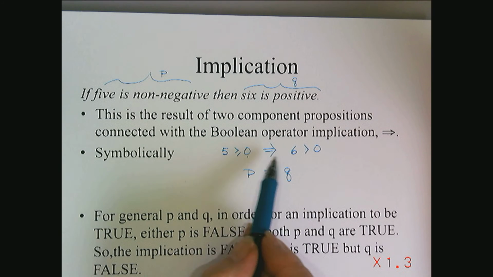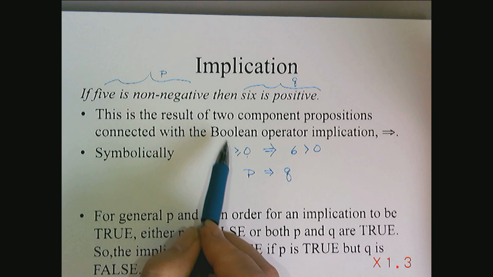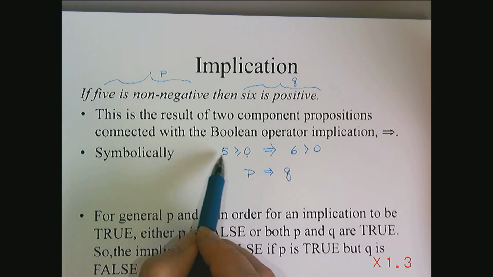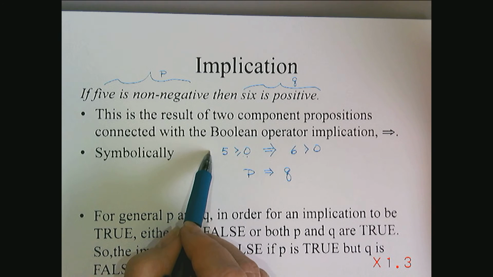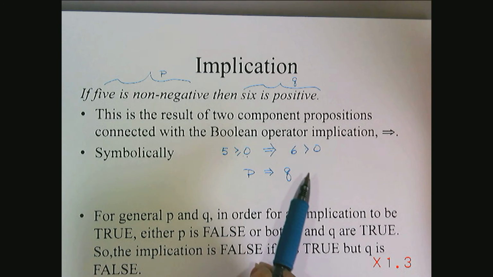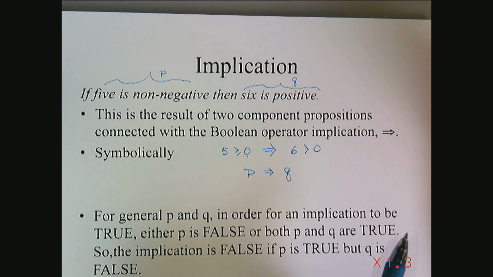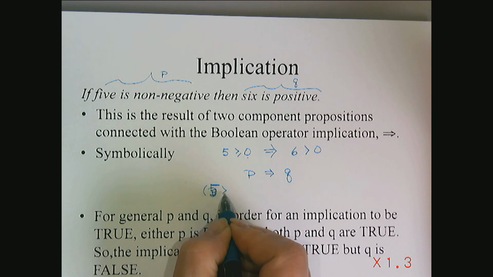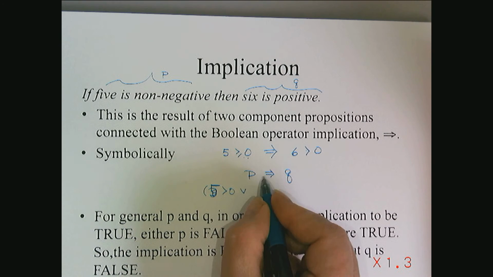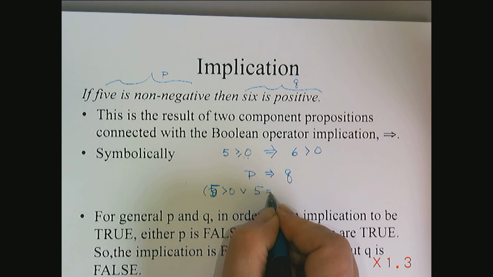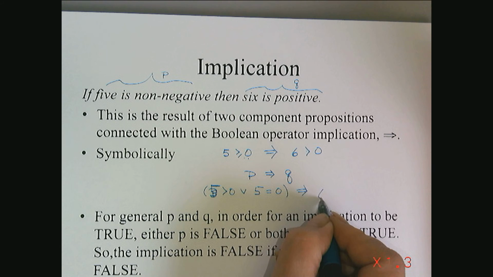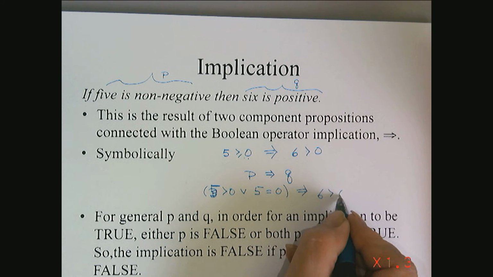Notice when I read this, I said non-negative means greater than or equal to 0. So I actually could have rewritten this component as 5 is greater than 0 or 5 is equal to 0 implies that 6 is greater than 0.